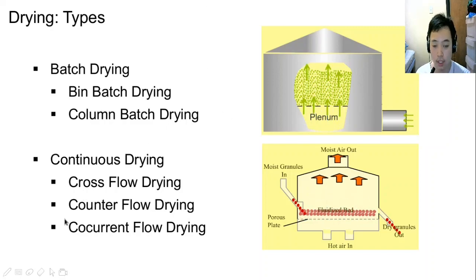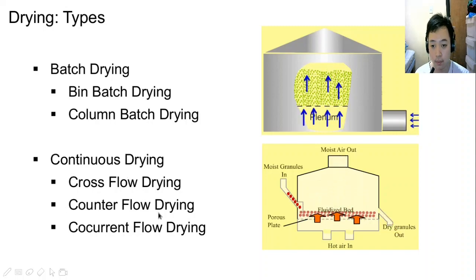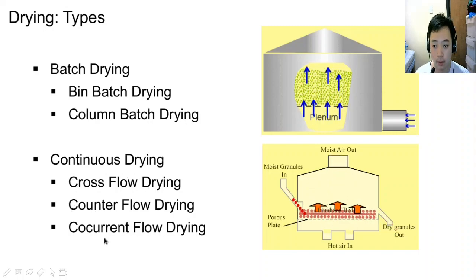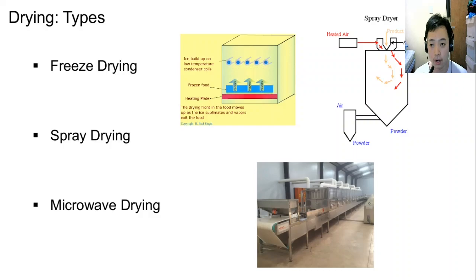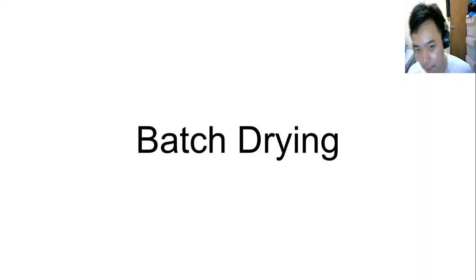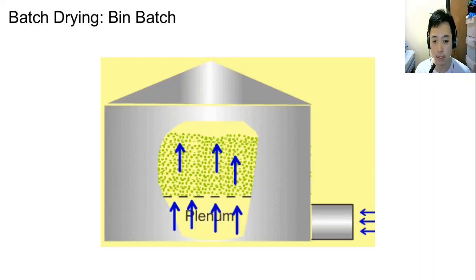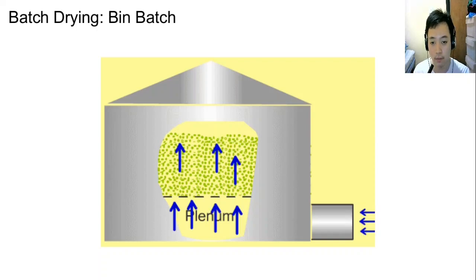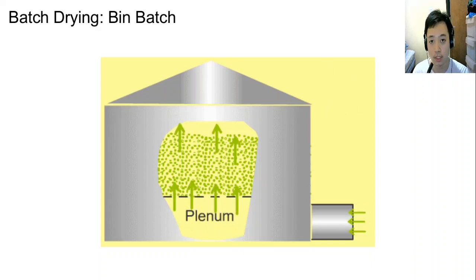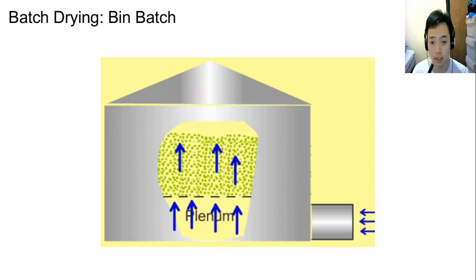Now, if you studied heat transfer, you'll be familiar with these terms: cross flow, counterflow, and co-current flow. And there are others like freeze drying, spray drying, and microwave drying as well. So let's start with batch drying. Batch drying means a batch of products will be dried first, and after that another batch will come in. This is good for small scale farms because they don't have much products anyway.